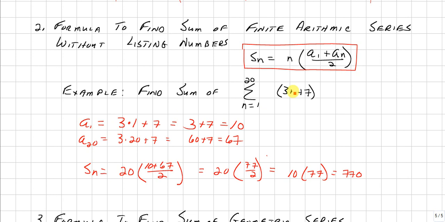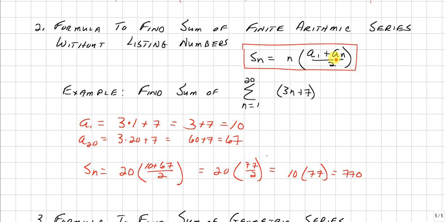So we're going to put 1 in for n. That'd be 3 times 1 plus 7. That would be 3 plus 7 is 10. So a1 is equal to 10. The formula also uses an, and in this case, the n is 20. So plugging 20 into 3 times 20 plus 7, I get 67. So I found a1, I found an.